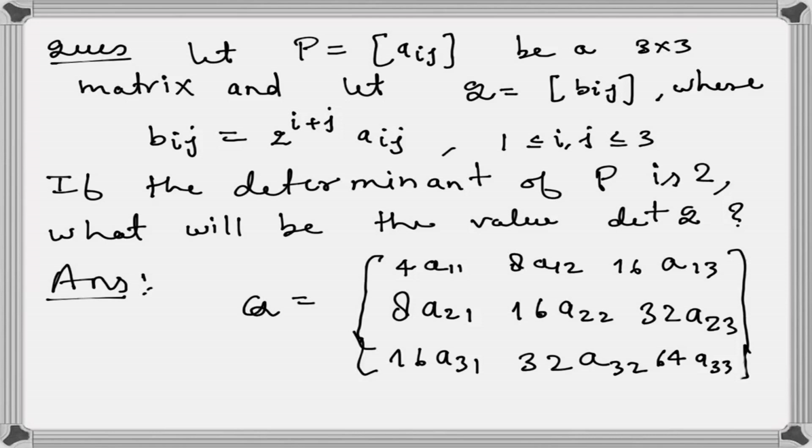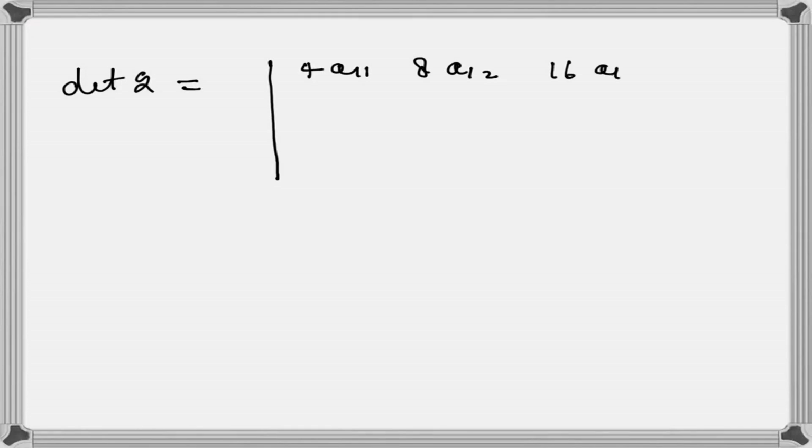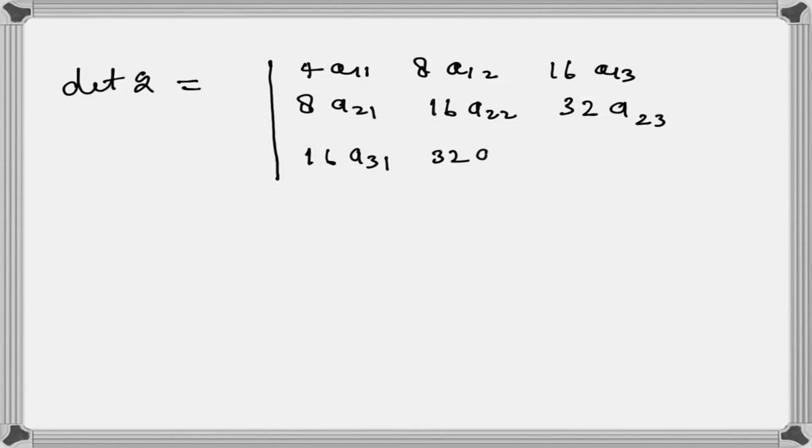Okay, right. So let's find the determinant Q. Determinant Q is equal to this: 4a11, 8a12, 16a13, 8a21, 16a22, 32a23, 16a31, 32a32, 64a33.